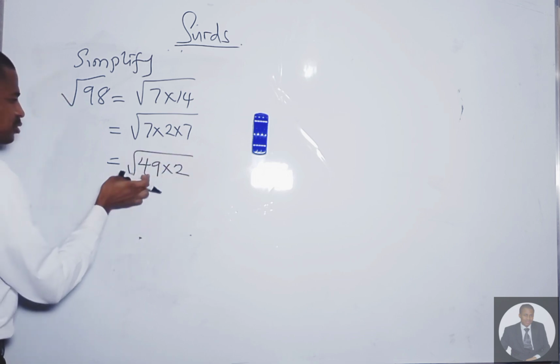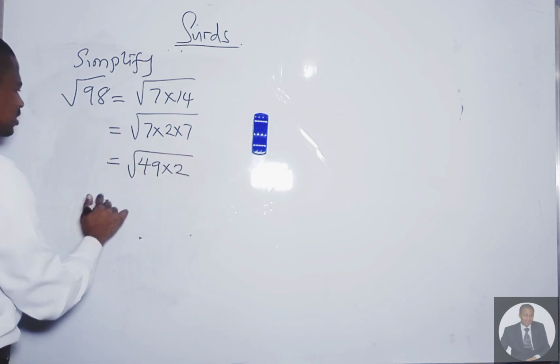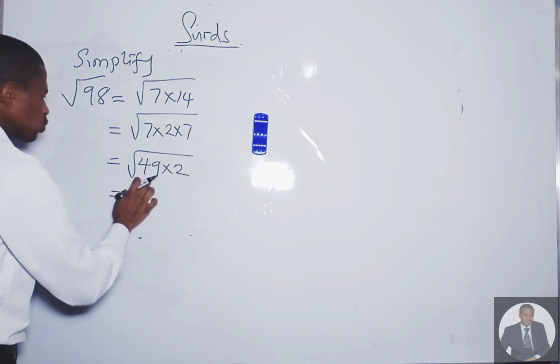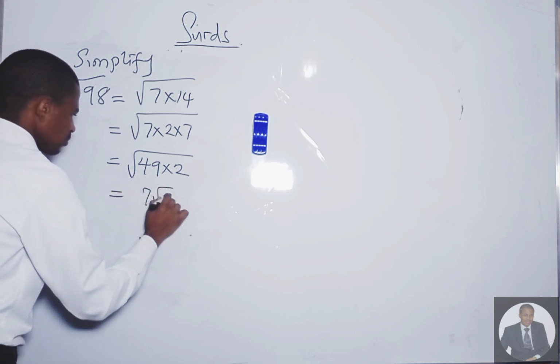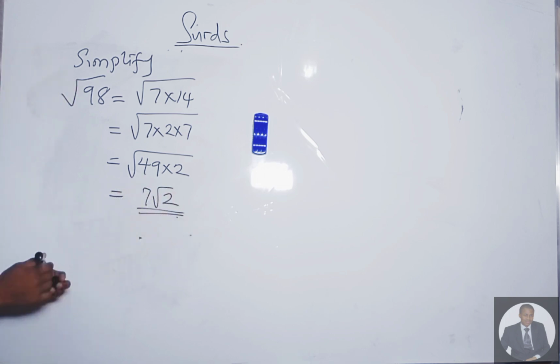49 times 2 will give us 98. The square root of 49 is 7. We have 7 root 2. As simple as this.